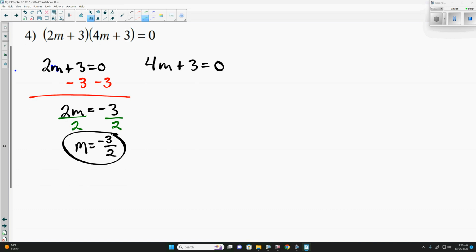Now we can look at the other one. First thing we can do for this one is minus 3 from both sides. And we do that, we would get 4m is equal to negative 3. Then we would indeed divide by 4. Yes, we would say that m is equal to negative 3/4.